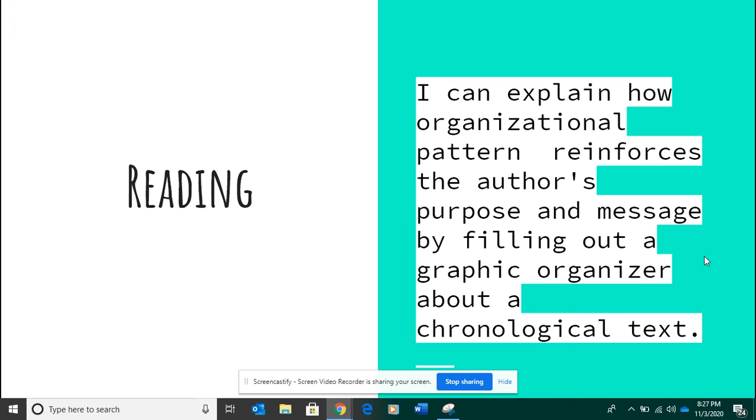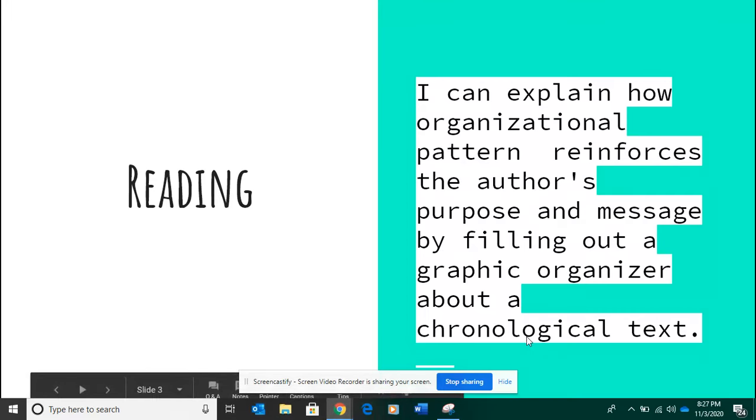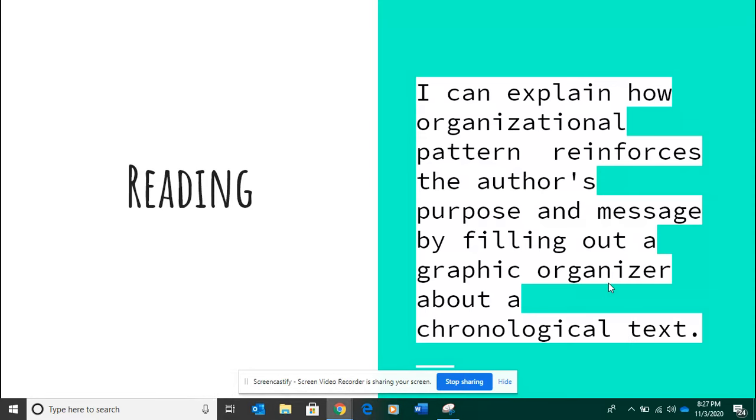Hey friends, today in reading we are going to explain how organizational pattern reinforces the author's purpose and message by filling out a graphic organizer about a chronological text. So remember, yesterday we talked about how the pattern or the format of our informational text will help us better understand what we're reading about and what we're learning. So today we're going to read a chronological text and fill out a graphic organizer that helps us understand what we read.